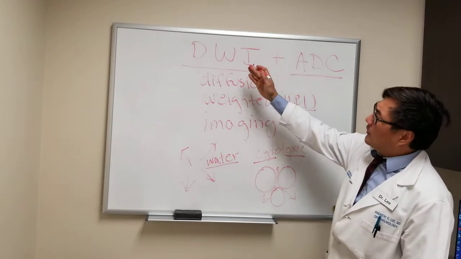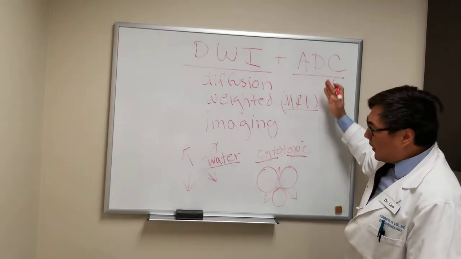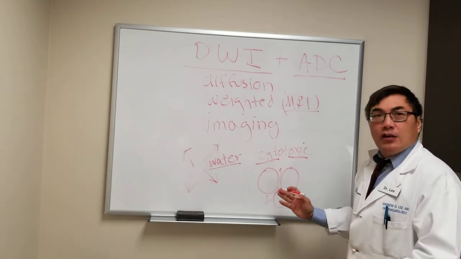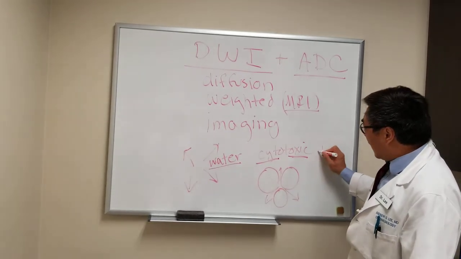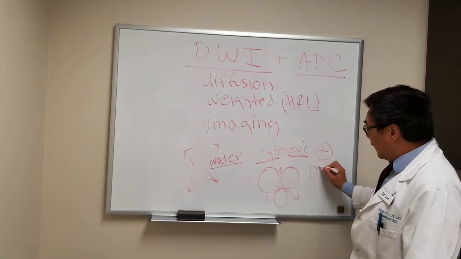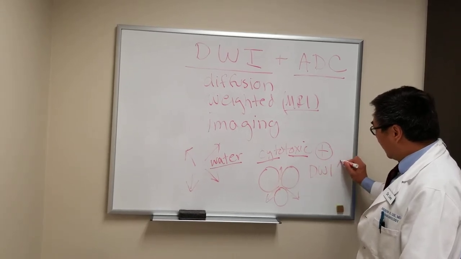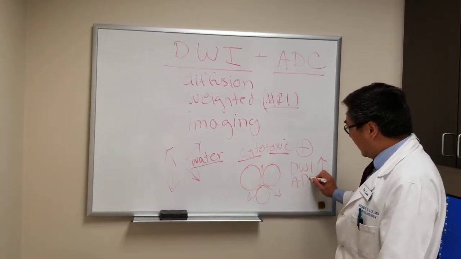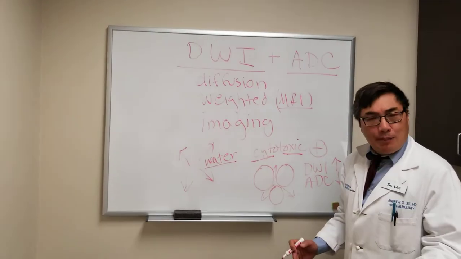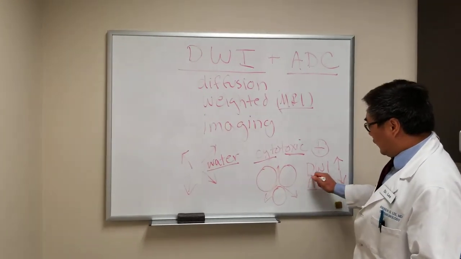So it is the combination of the DWI and the ADC map that tells us whether we have true restricted diffusion or not. And in cytotoxic edema, the DWI will be bright and the ADC will show hypointensity corresponding with the restricted diffusion.